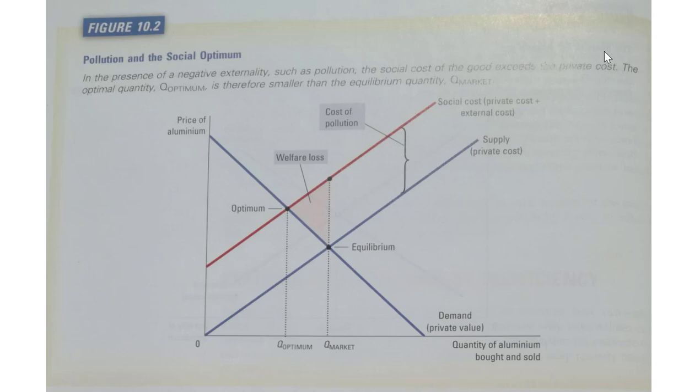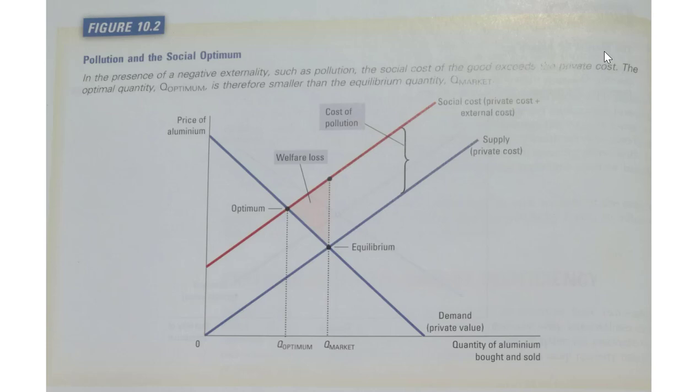Today we're going to discuss some interesting economics. So let's start with positive and negative externalities and how the market fails when good and bad goods are produced. So the first example that you're seeing here is pollution, right?